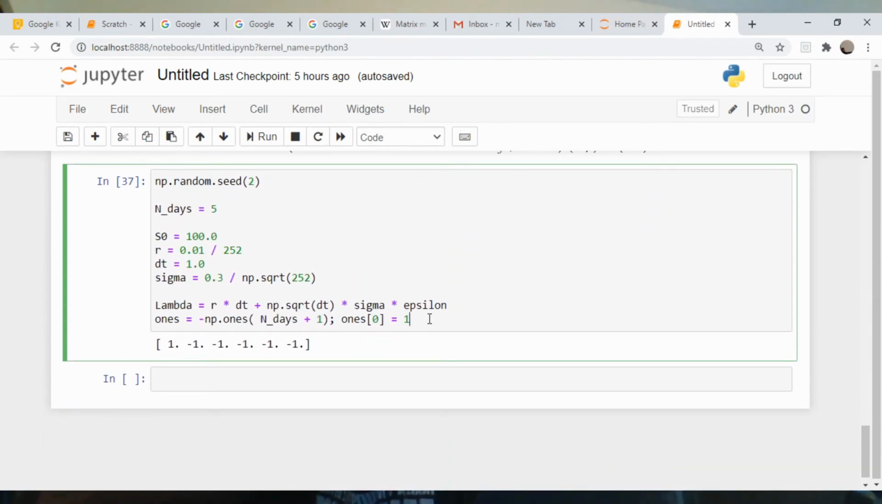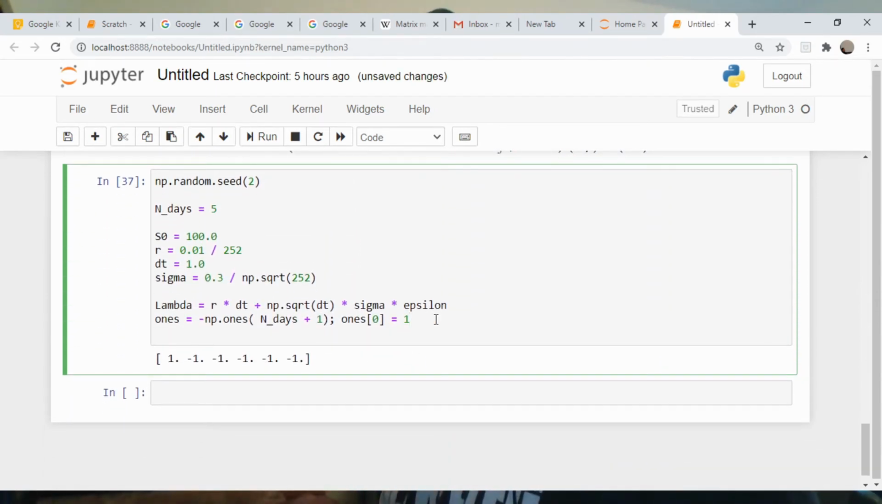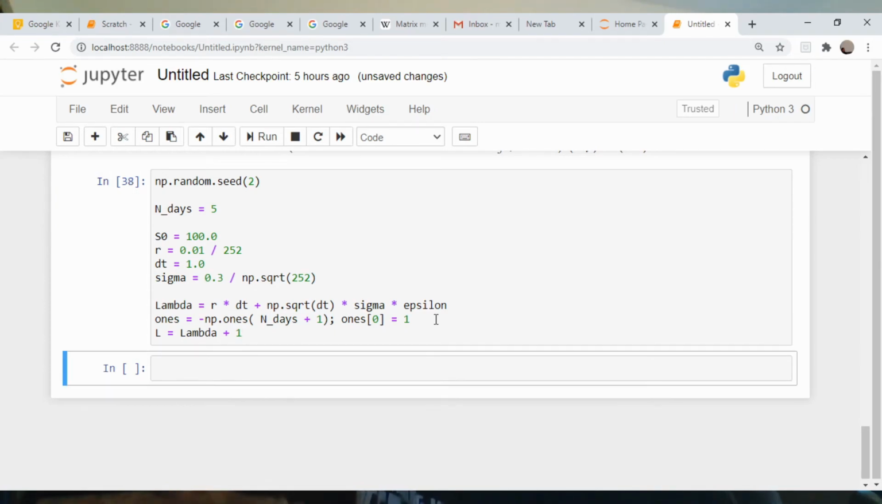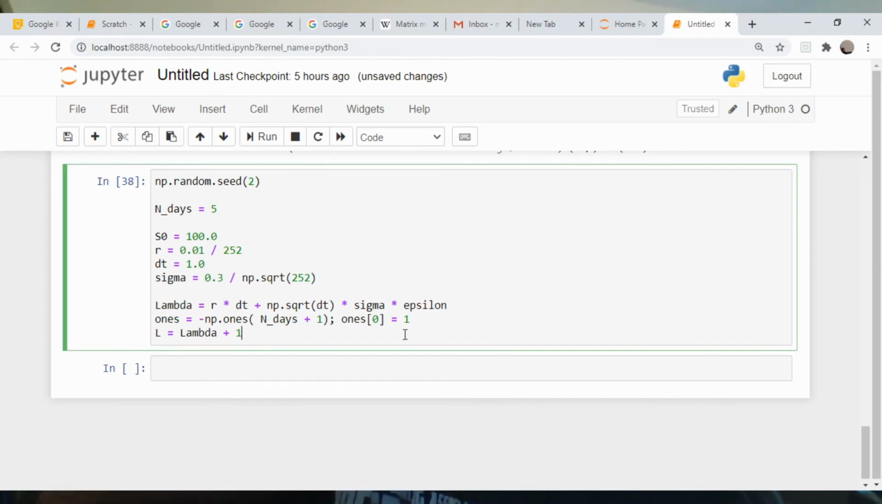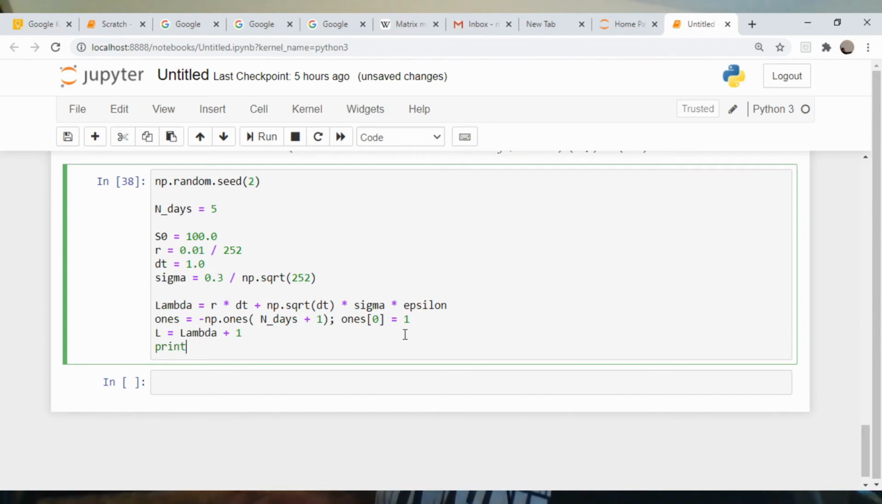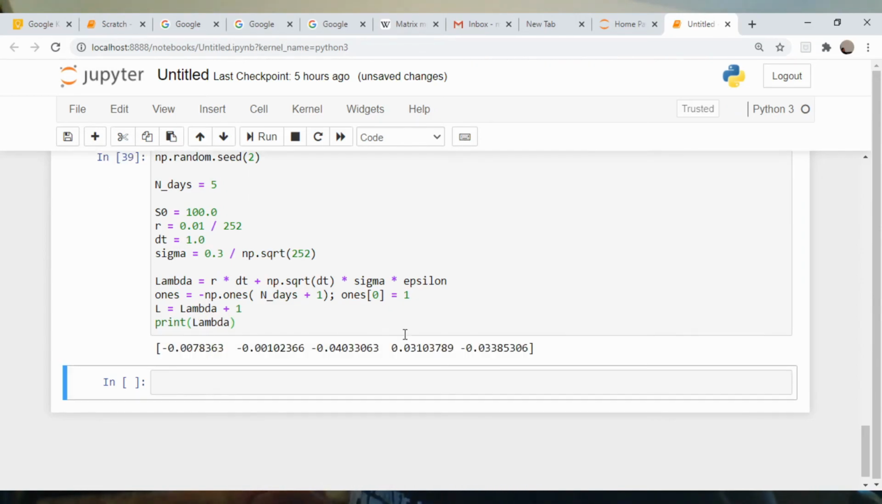So let us come down and go, I don't know what to call it, let's call it L, and that's equal to lambda +1. Does that run? Yes. Let's just print it out to make sure it makes sense. Those numbers look reasonable.